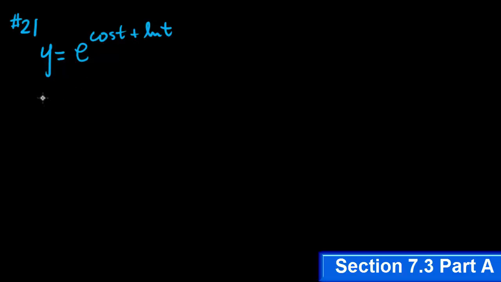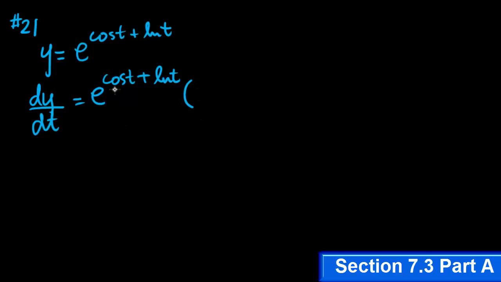So y prime, or dy by dt, is equal to, just take e to its argument, cosine t plus natural log of t, multiplied by what? We take the derivative of whatever's the argument of e, so it's going to be minus sine t plus 1 over t. That's the derivative of natural log of t. And there you go. I think that should be okay. In fact, you can enter this as your answer. That sounds good.